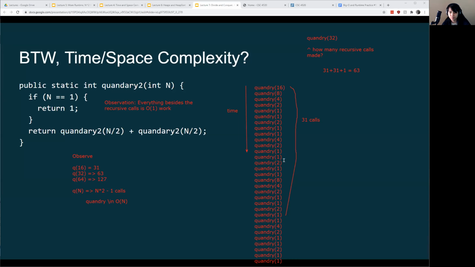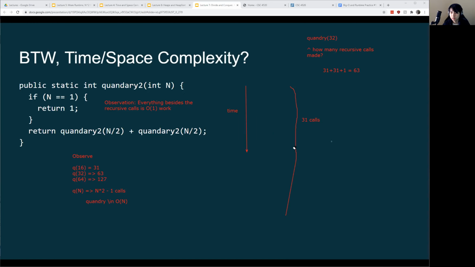All right. So I could draw this another way. I could draw the recursive tree. I could say that we first call quandary of 16, right? And that's going to call quandary of 8. And it's also going to make another call to quandary of 8. You've probably seen this representation in the past. I'm doing a bad job of drawing it.